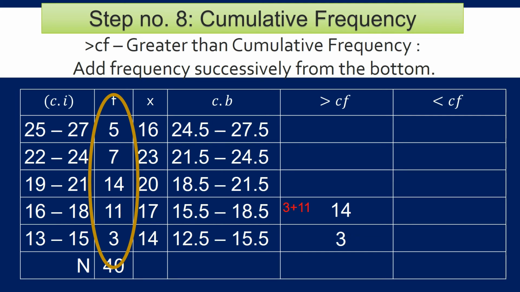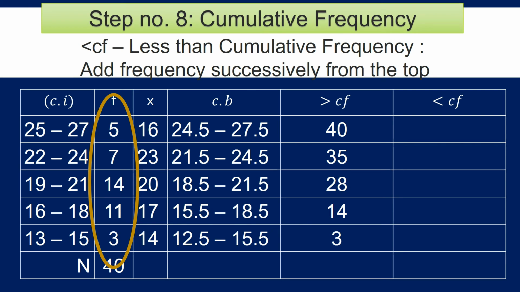That will give us 14, and this 14 will be added to the next frequency, which is another 14, that will give us 28, and this 28 will be added to the next frequency, which is 7, that will give us 35, and this 35 will be added to the next frequency, which is 5, and that will give us a total of 40.